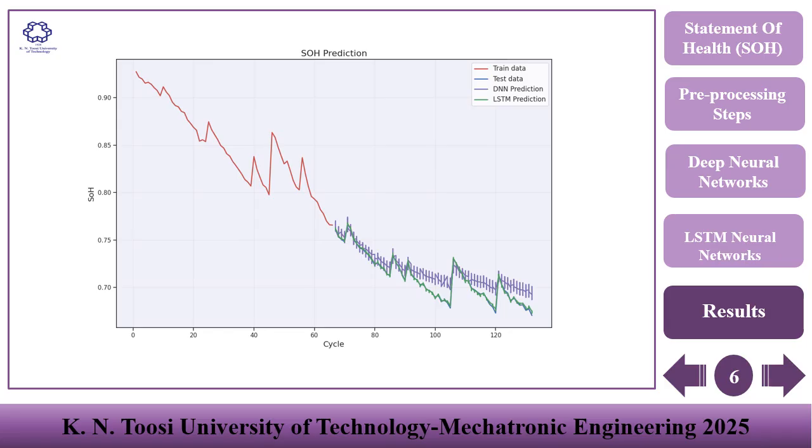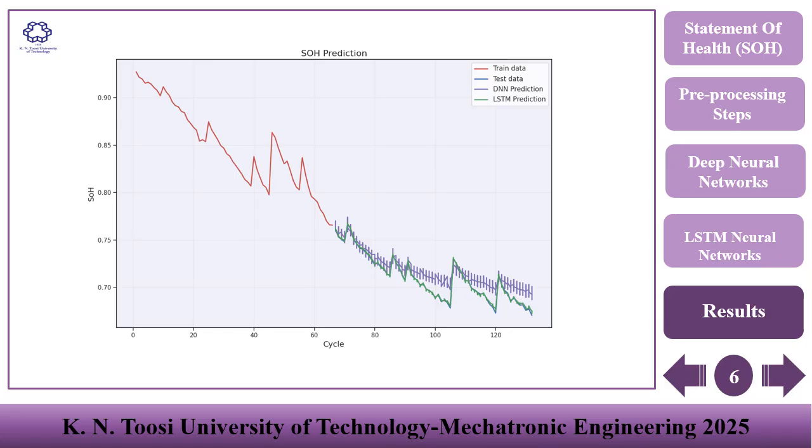The LSTM, with its innate ability to handle time-series dependencies, typically demonstrates superior performance in tracking the long-term trajectory of health loss, resulting in a lower prediction error. This visual comparison allows us to quantitatively validate the effectiveness of our chosen AI approach in solving this critical problem.